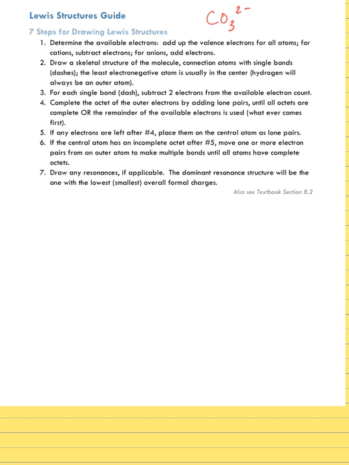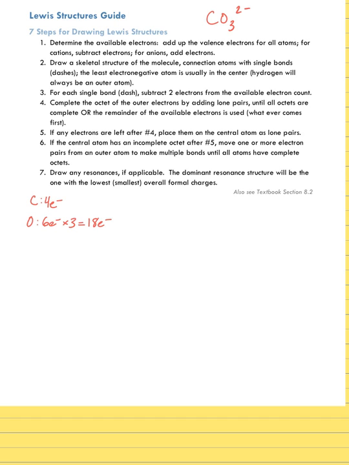Okay. So the first step to making a Lewis structure is to put all of our electrons in the pot by adding up the valence electrons for each atom. So we're going to do this here. Carbon has 4 electrons. Oxygen has 6 valence electrons, and we have 3 of them. So that gives us 18 electrons.